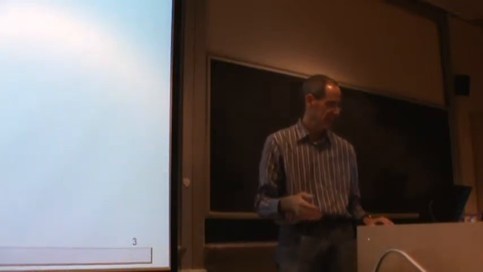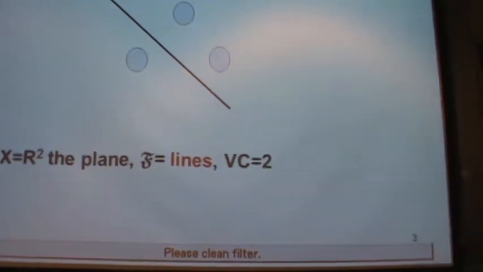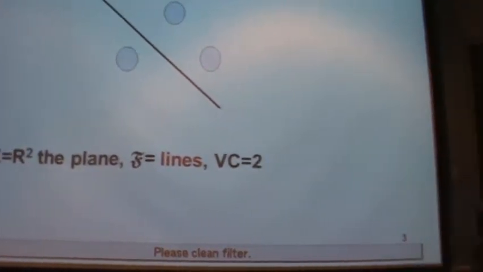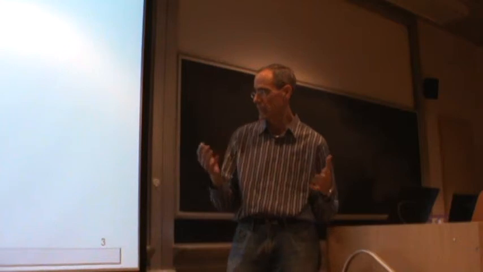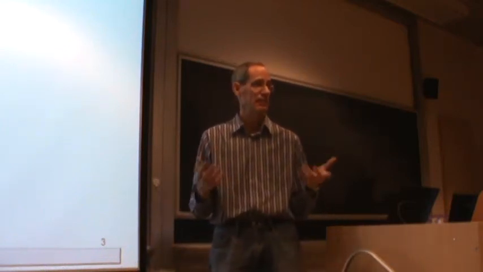Here is an even simpler example, still just to make sure we understand the definition. If the set of our points is all the points, again, in the plane, and now the set of ranges is just the set of all lines, then the VC dimension is 2.